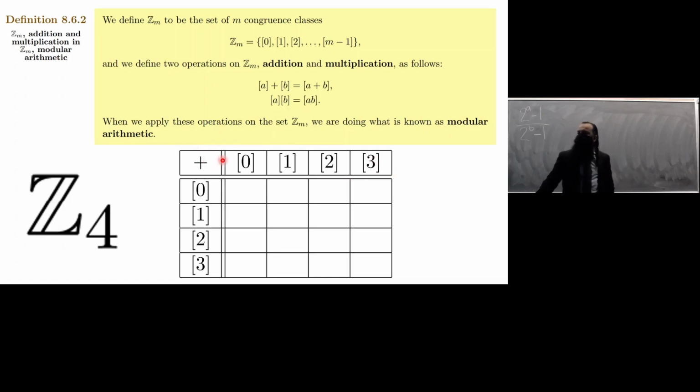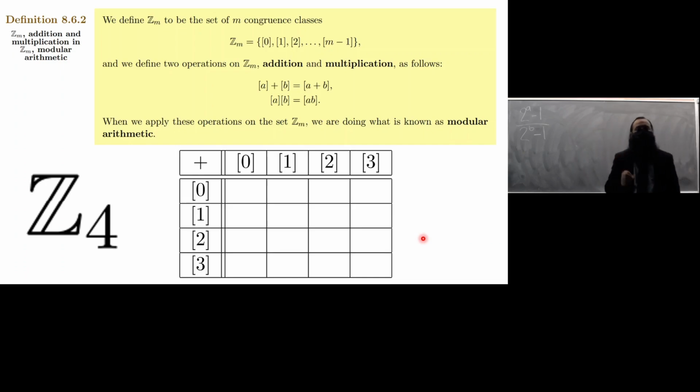Okay? So I'll give you 1 minute. I want you to try to do the adding of all these different congruence classes mod 4. So it shouldn't take that long. I'll give you 1 minute. Congruence class of A plus the congruence class of B is the congruence class of A plus B.